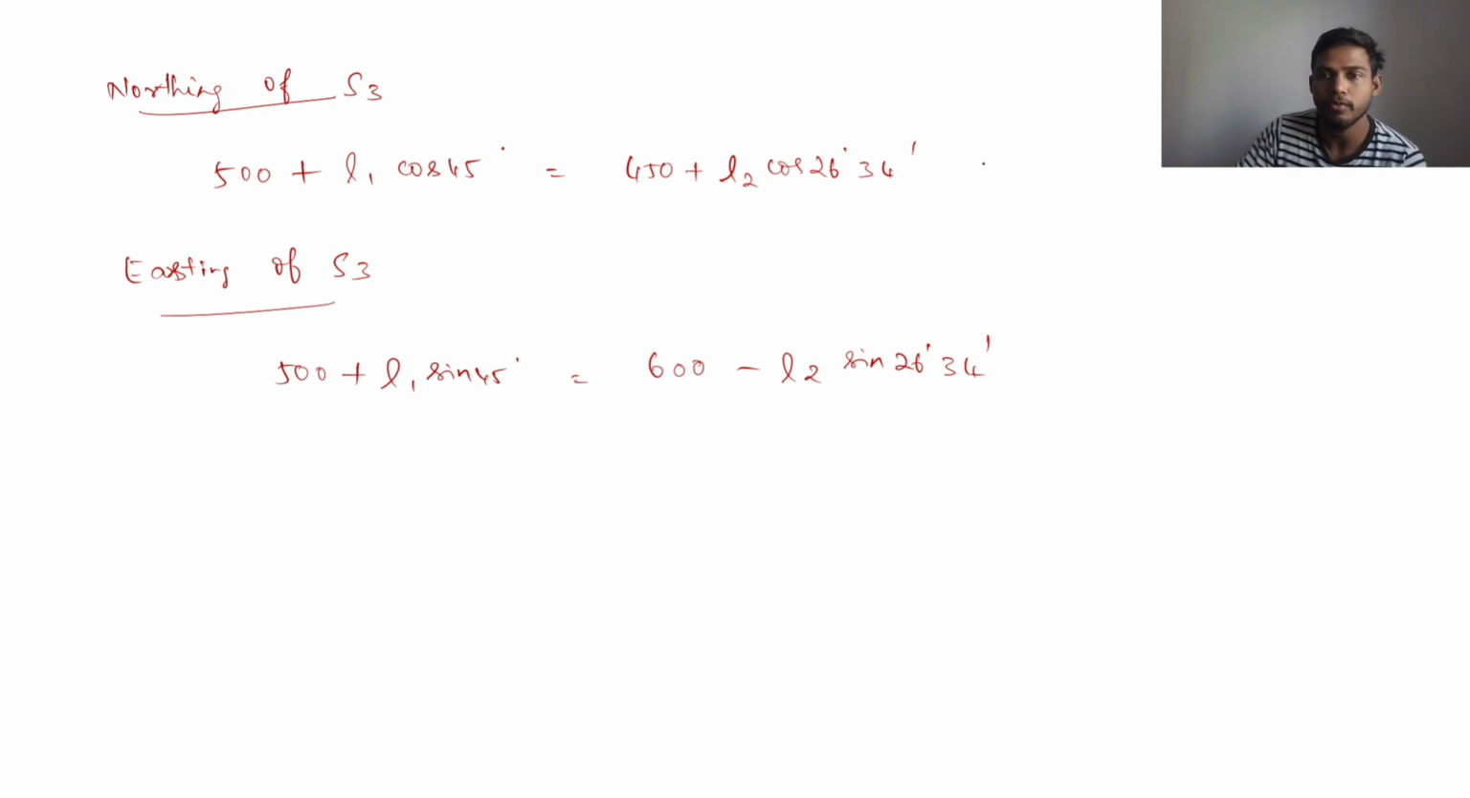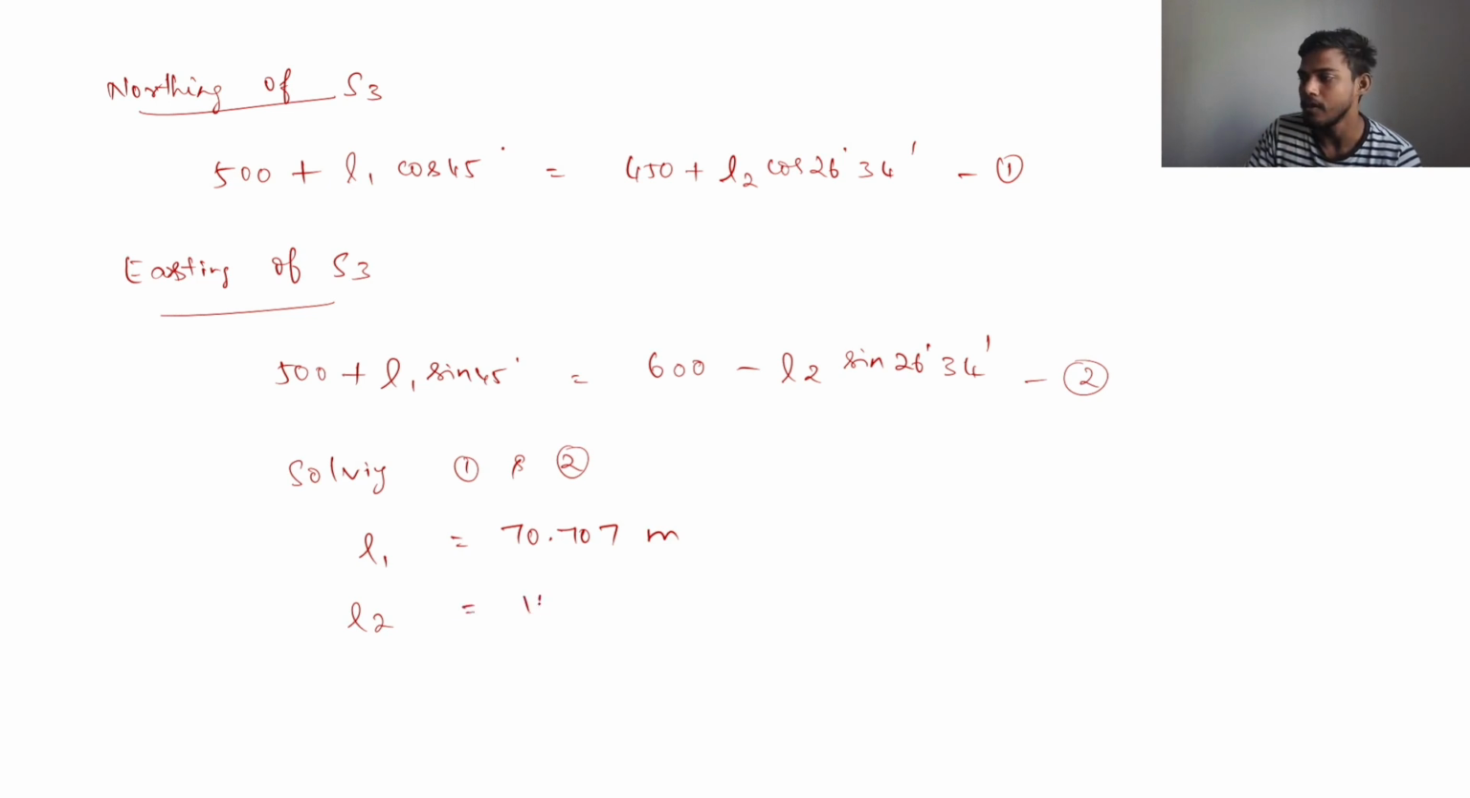So now we have two equations, that is northing of S3 and easting of S3. By solving these two equations, you can find L1 and L2. So by solving, we write the answer directly. L1 is equal to 70.70, L2 is equal to 111.8. Solving 1 and 2, we got L1 and L2.